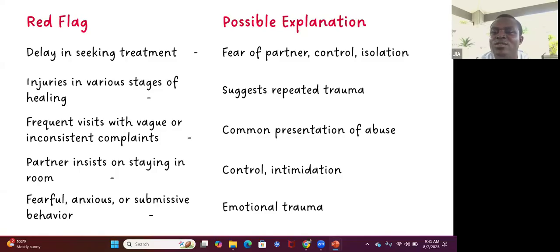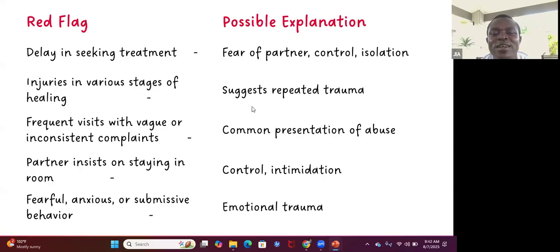The abuser is trying to isolate the victim. So that's what it means. Then when you have injuries in various stages of healing. So you see, when you get questions on abuse, they are not difficult. So when you get them on your NCLEX, they should be like a bonus to you. Just let them add up to your marks and go your way. It's like free marks. Okay. So just get them straight away.